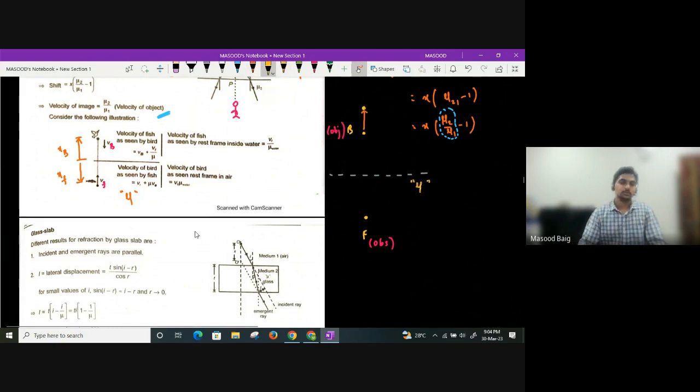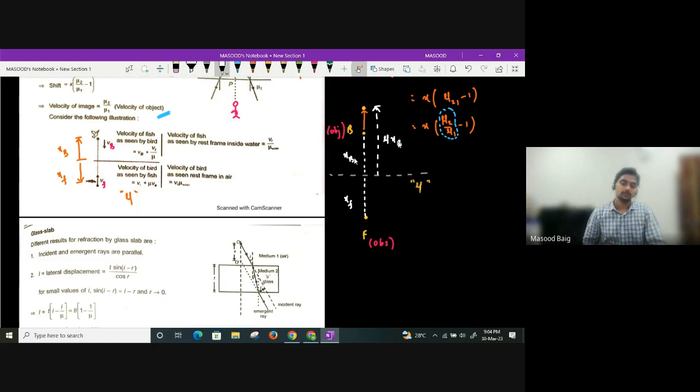Will it be at a certain height above its actual position or not? Yes. Initially, what was this distance? This distance was xf. What is this distance? This distance is xb. But what will this distance now become? Will it become more than xb or not? It is mu times xb.